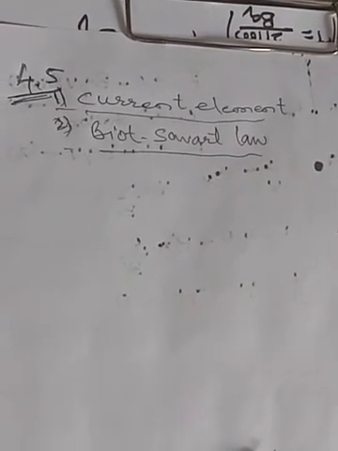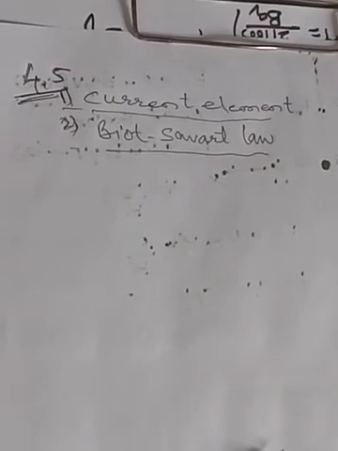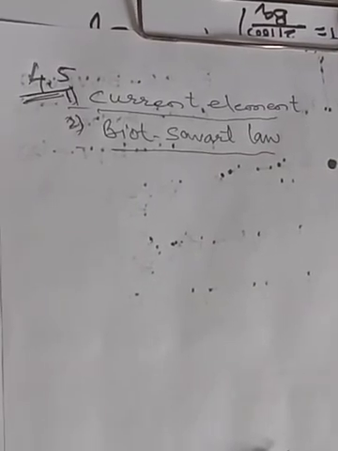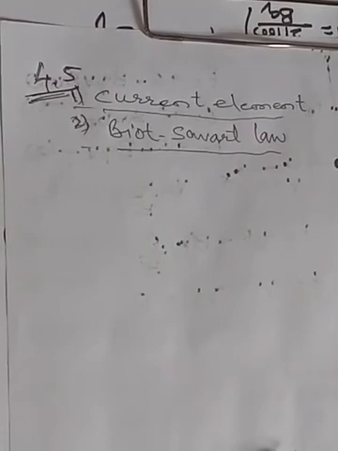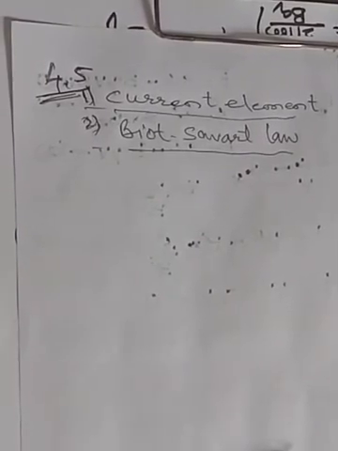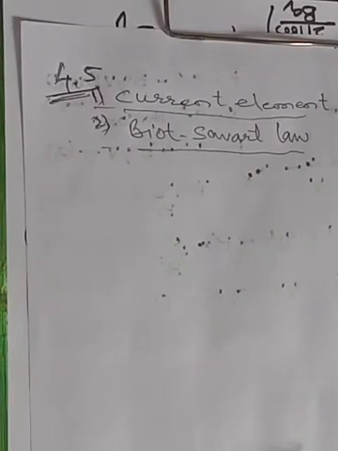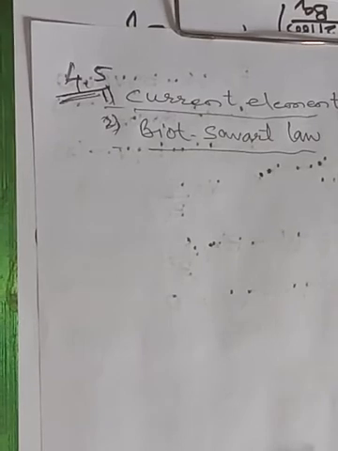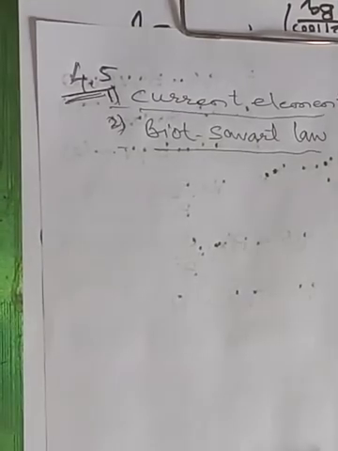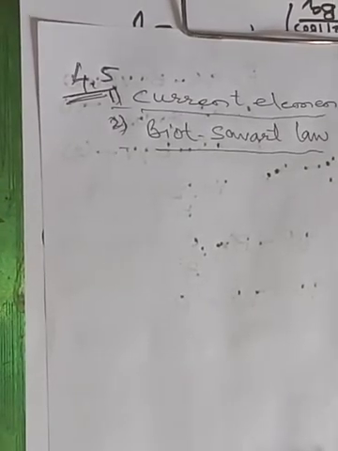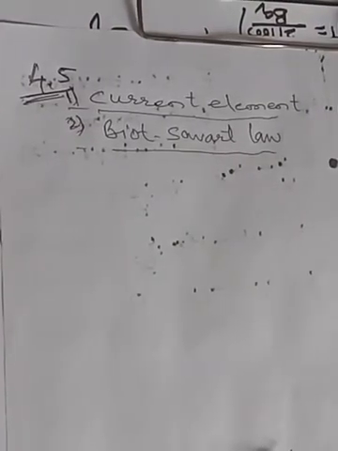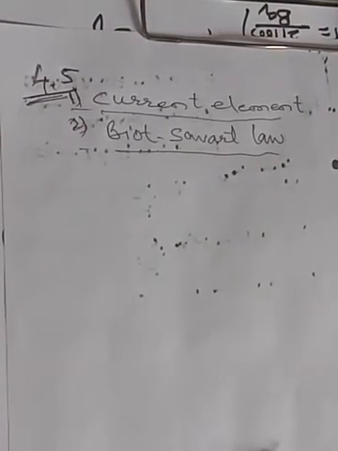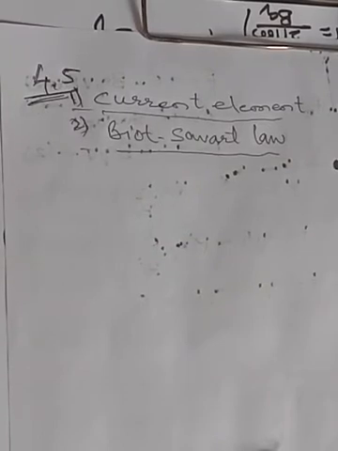It is used by J.J. Thomson in 1897 to measure the charge to mass ratio, e by m. Second thing, this principle is also used in the mass spectrometer, where the charged particles or ions are separated according to the mass ratio. So now today we have to see the magnetic field due to current element, or Biot-Savart law.